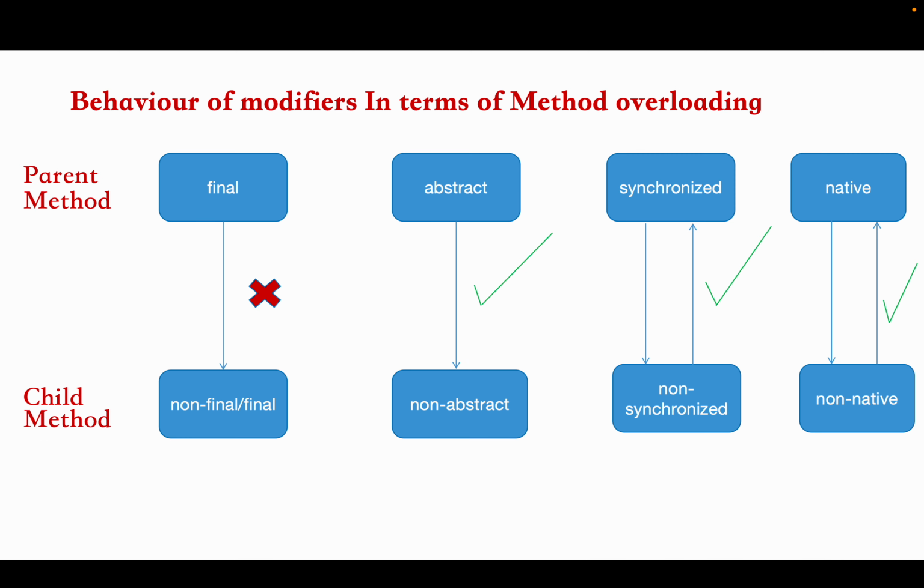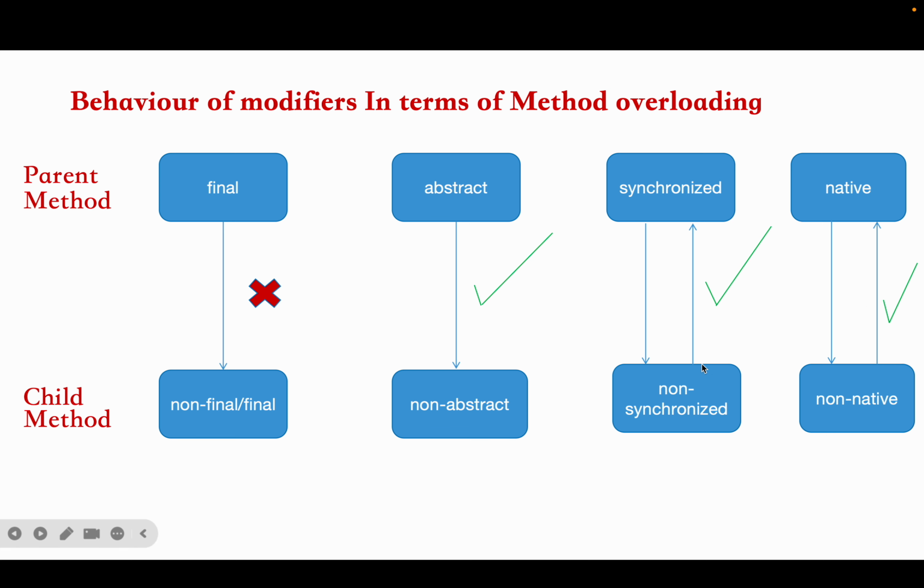Guys, see the summary. You can see the behavior of modifiers in terms of method overriding. For a final method, if the parent class method is final and the child method is non-final, then we cannot override. Keep in mind. Abstract we can override easily. Abstract to non-abstract we can easily override. Synchronized to non-synchronized you can happily override. Native also you can do on your own. If any confusion, let me know, I will explain this also. But native also you can override.